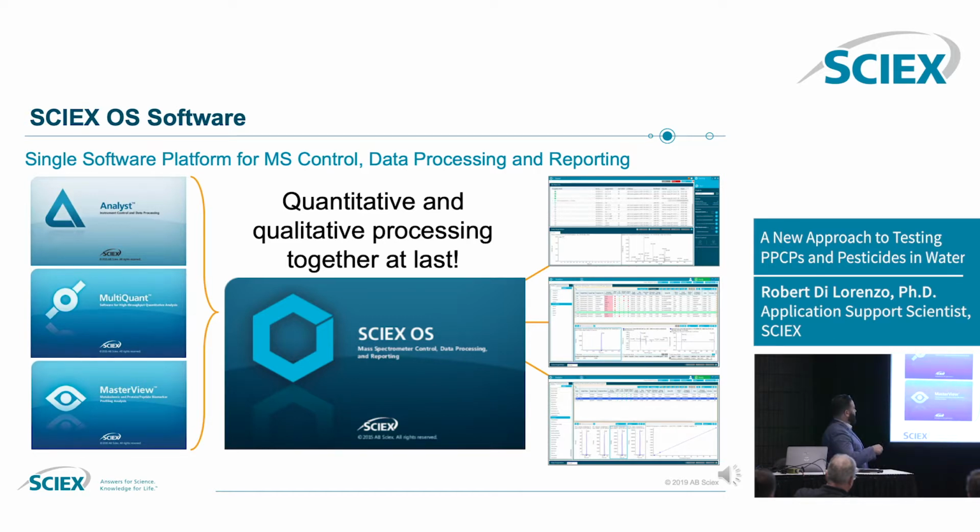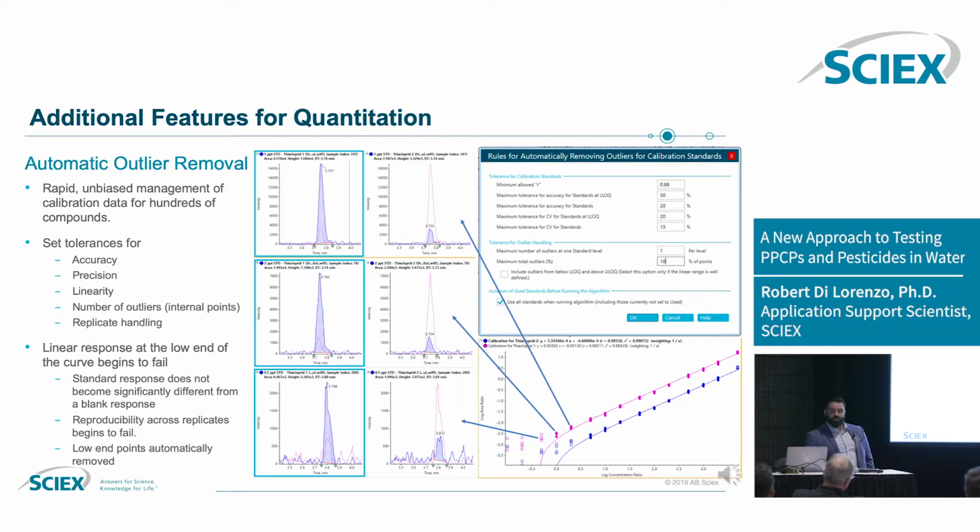And what's really nice is it is the combination of MultiQuant, which is our quantitative software that's really efficient for cranking through samples, but it also gives you MasterView functionality for library searching and qualitative data review. So some of the new features that have been incorporated that you will not see in MultiQuant specifically is this thing called automatic outlier removal.